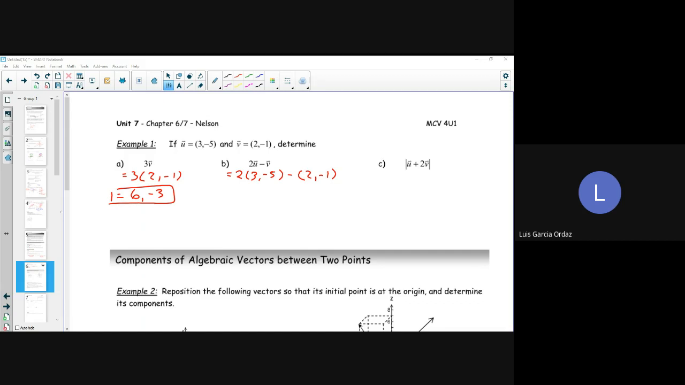Did anyone else get (4, negative 9) for question, for example, 1b? Everyone, did anyone else get (4, negative 9)? Anyone?